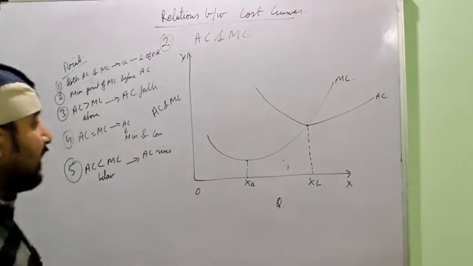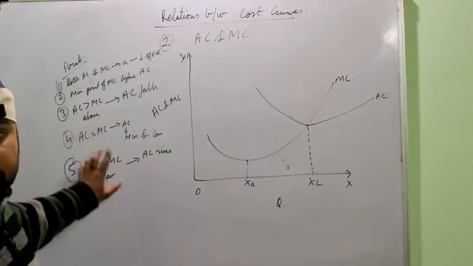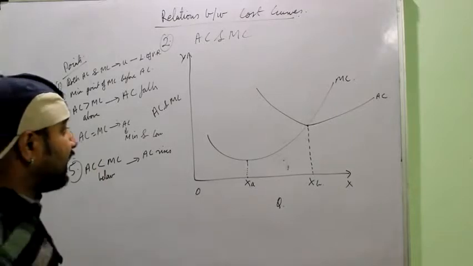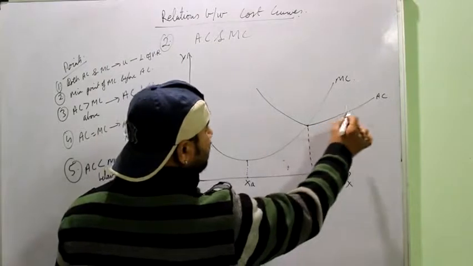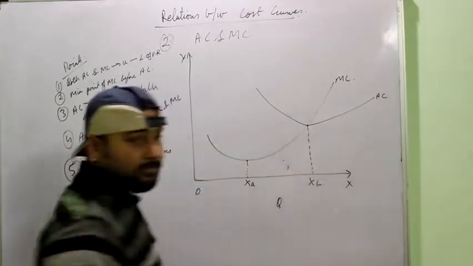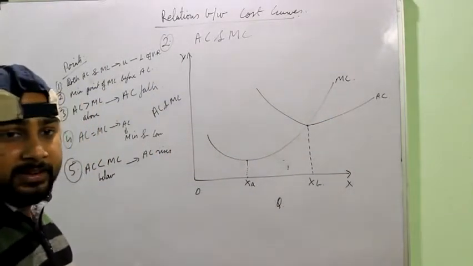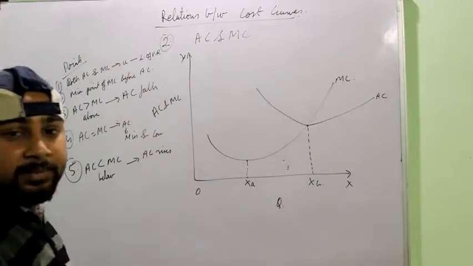So if your diagram is correct, then your explanation is also correct. While making the diagram, you have to make sure the first minimum point of MC should occur, and when you are making the AC curve, it should touch the MC curve at the minimum point. At this point AC is minimum.